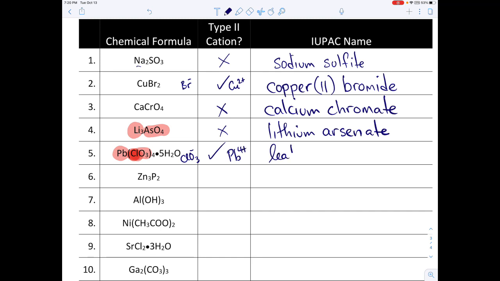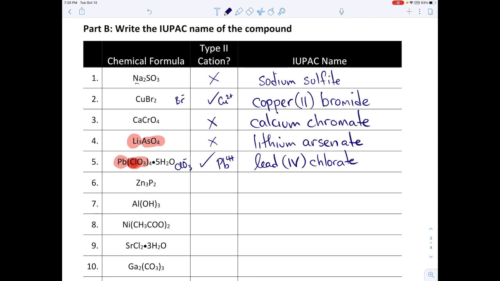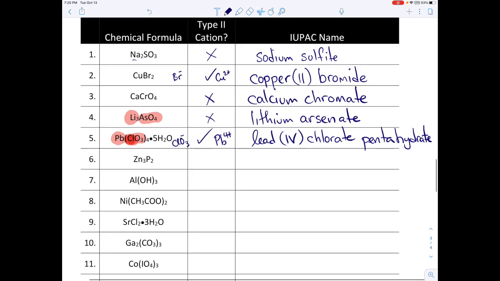So the name would be lead, then Roman numeral 4, which is a letter I followed by a capital V, and then the name of that ClO3 negative from my data booklet, if I don't recognize it, is chlorate. And then finally, what about the 5 water molecules? Well, the prefix for 5 is penta, like a pentagon. And then when the water molecules are there, we say hydrate. So pentahydrate. So lead 4 chlorate pentahydrate.